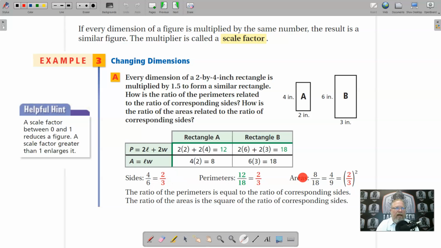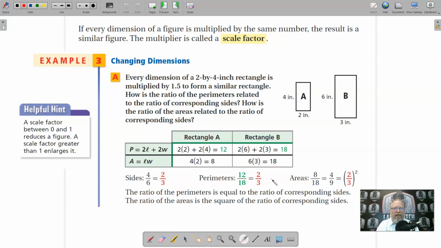Next, let's look at area. Area for rectangle A was 8, so we'll put that in here. The area for rectangle B is 18, so 8 is to 18. And this will simplify down to 4 over 9. Divide them both by 2, right? We get 4 over 9.